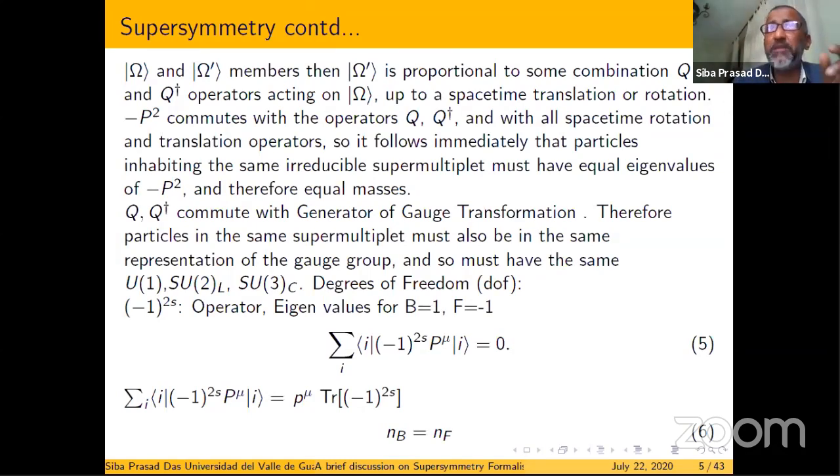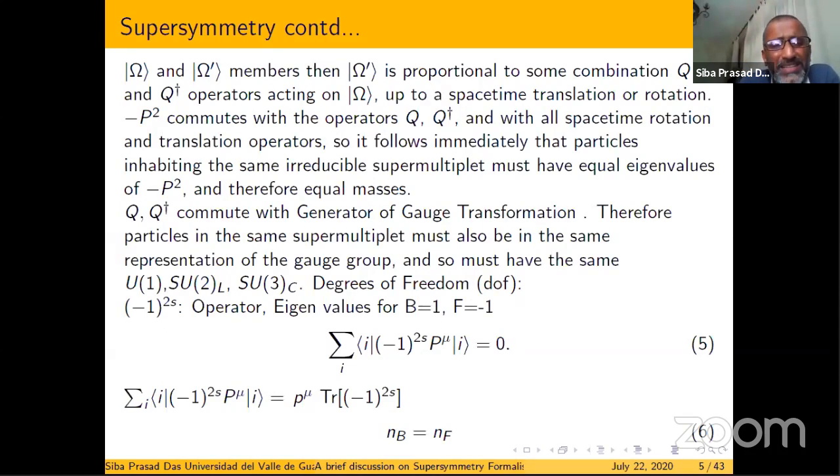Minus p square is basically p mu. So that means this is the mass square. So that means that if I have the same representation, the same supermultiplet, where I have a fermion and I have a boson, this gives me that minus p square commutes with Q dagger. That gives me that all the candidates in a supermultiplet have the same mass. So this means these are mass degenerate.